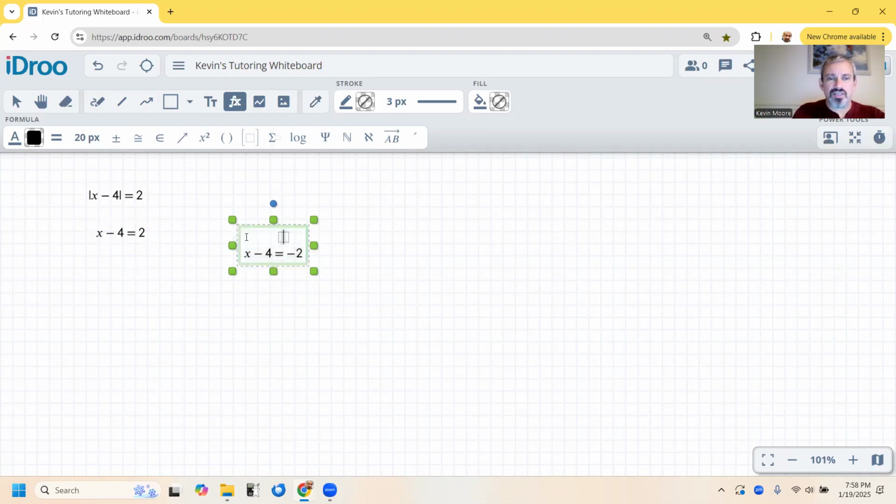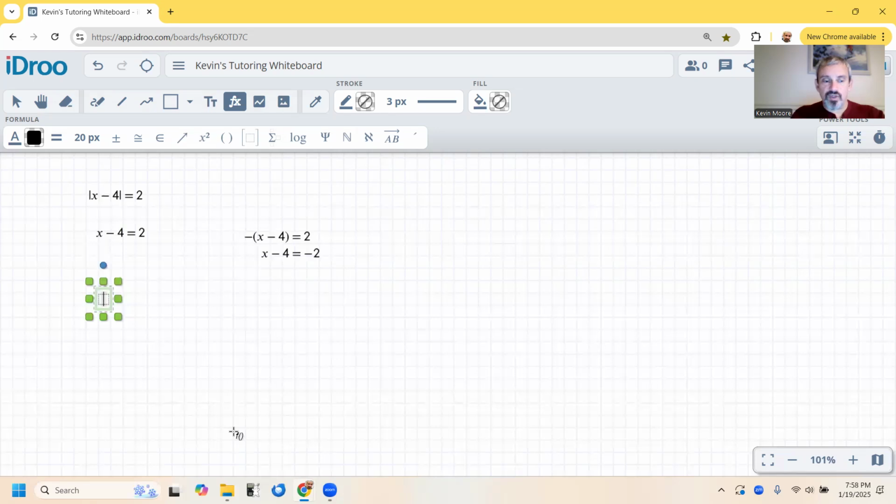Actually, it's more accurate to say negative x minus 4 equals 2. There's a reason I write it that way, but if it's an equality, you can write it either way, make either side positive or negative. I'll talk a little bit later about why this first method is better for inequalities. We're going to solve these separately. We have x equals 6 and x equals 2. And so the solution can be written as x equals 2 or 6.